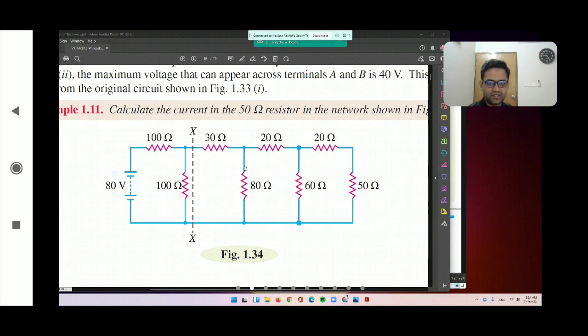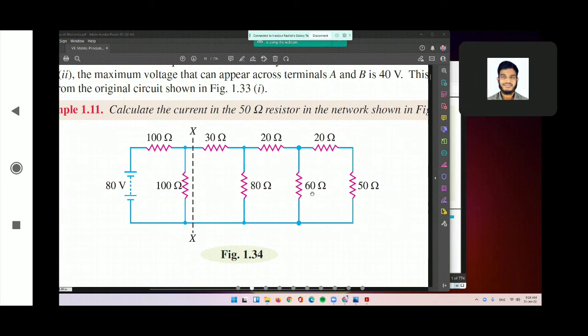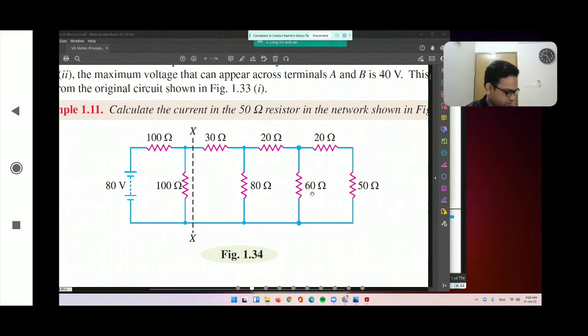Any other idea? Actually, I have solved this one in the previous semester. Sir, first we can find the voltage across the 80 ohm, and then we can find the voltage using the same method across the 60 ohm. After that, we can find the current for the 50 ohm. We can divide the circuit into 2 parts. Yes, correct. Actually not 2 parts, 3 parts.